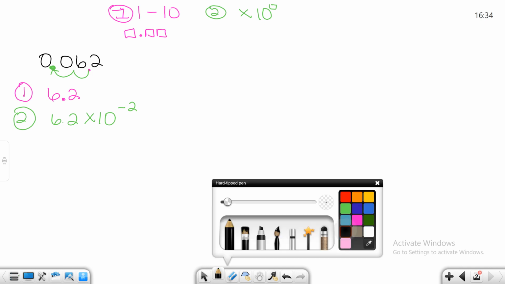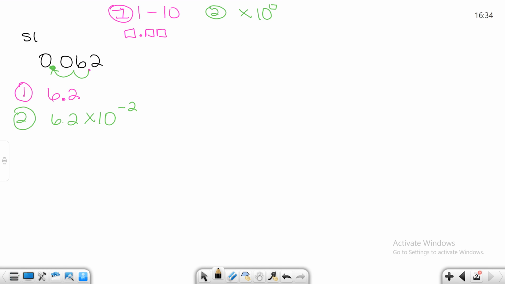So this is written in standard notation. And in scientific notation, it is written as 6.2 times 10 to the -2. Let's go ahead and try another one.